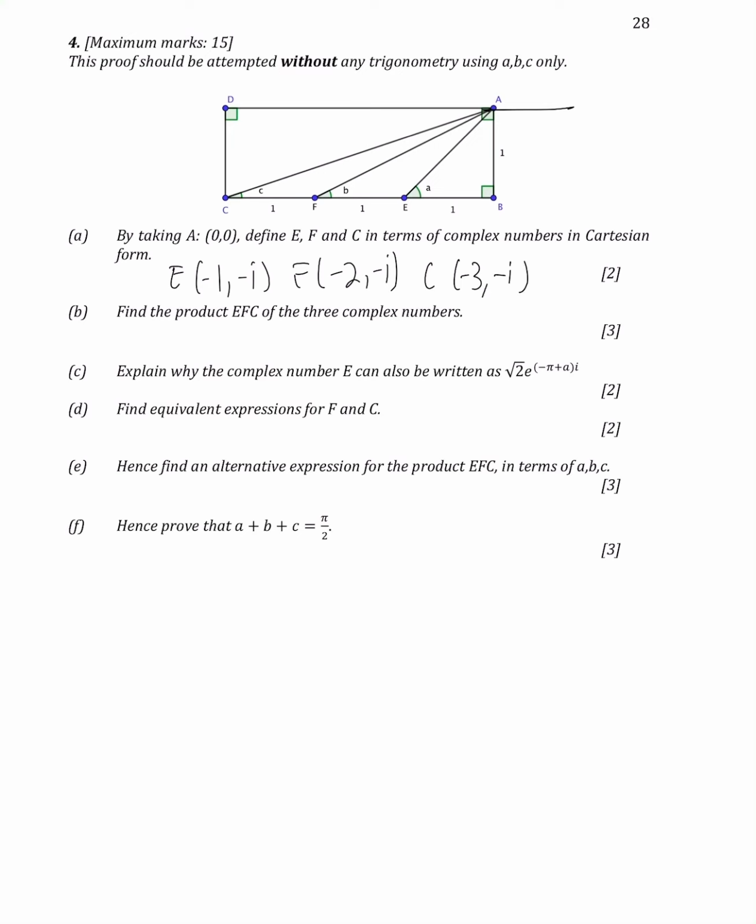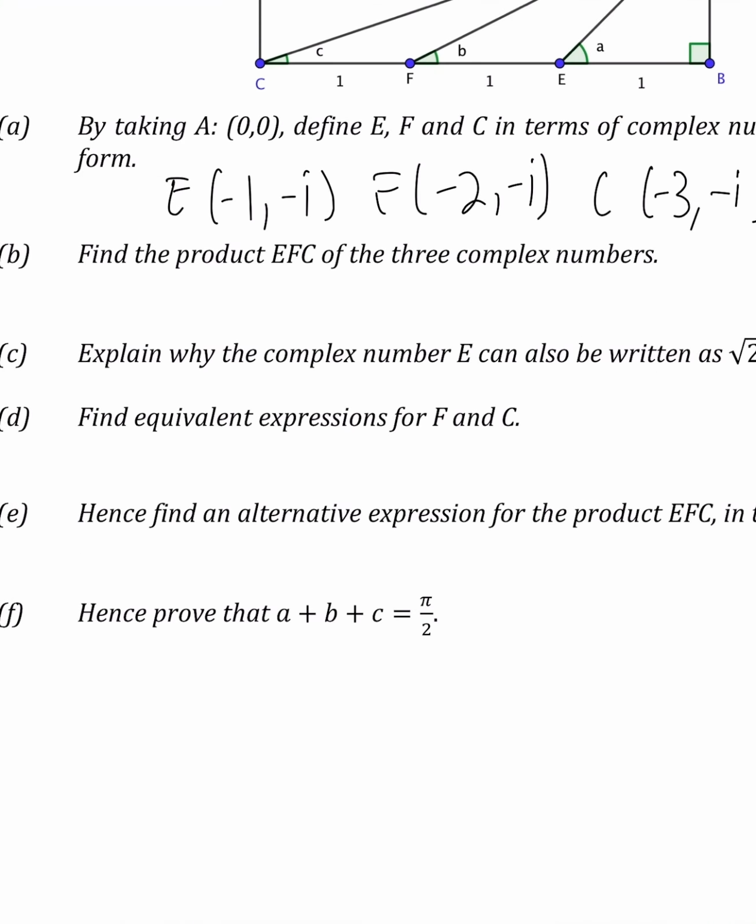Very good. Now we have to multiply these. Well, I'm going to start by multiplying EF and then multiply by C to make my life a little easier. So EF is going to equal minus 1 times minus 2. That's going to be 2 plus minus 1 times minus i. So it's plus i, right? We're going to FOIL this out. Then minus i times minus 2, which is plus 2i. Then minus i times minus i, which is plus i squared. i squared is minus 1, so 2 minus 1 is 1, plus 2 plus 3i.